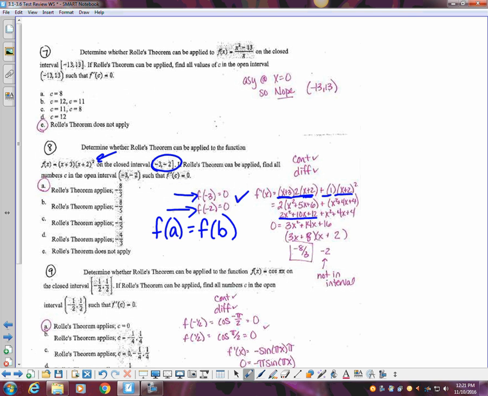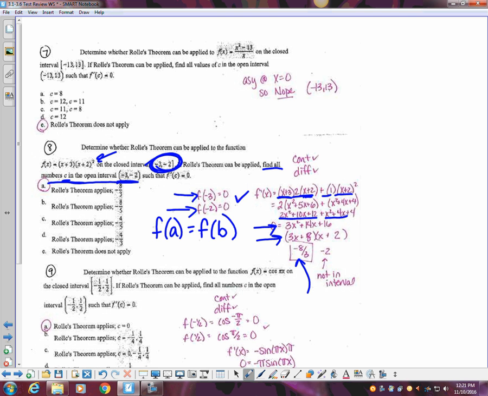This one, I wrote it twice and lobstered, and then I combined like terms, and then factored, and I set them equal to 0. I have to be mindful of my interval. -2 is not in my interval because I'm finding all numbers C in the open interval. -2 is not in that open interval. It's right there on the edge, so I can't include it. So the only C value I have is -8/3.